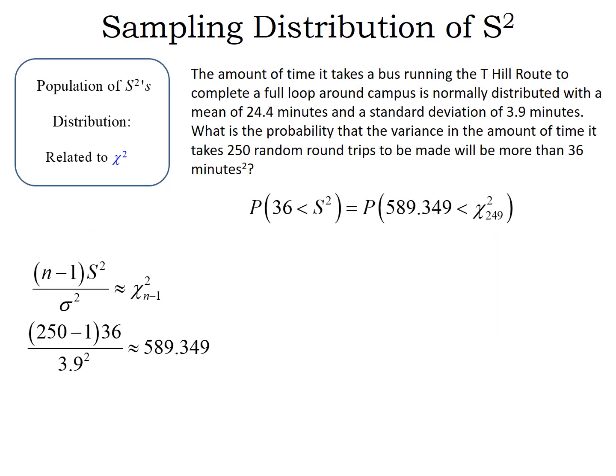What we've done is turn the original question about the probability that S squared, the sample variance, is bigger than 36 into a question about the probability that a chi-squared score does something, and we know how to handle probability when we have a chi-square distribution. We're going to need to draw our chi-square graph.